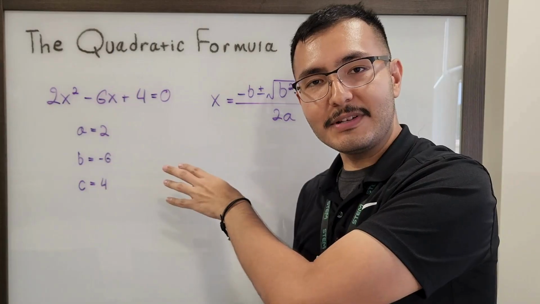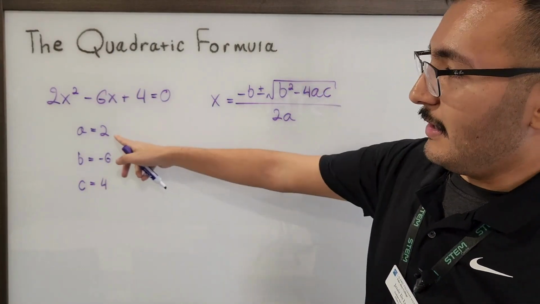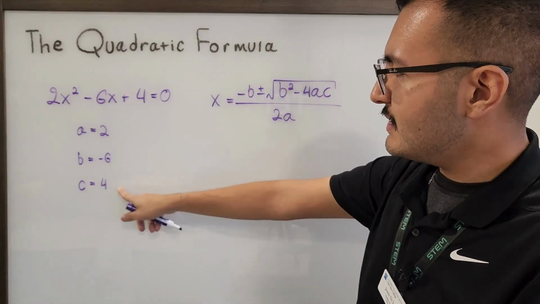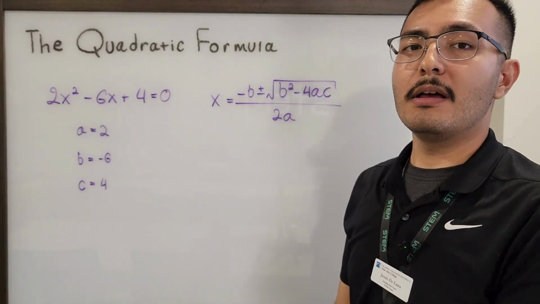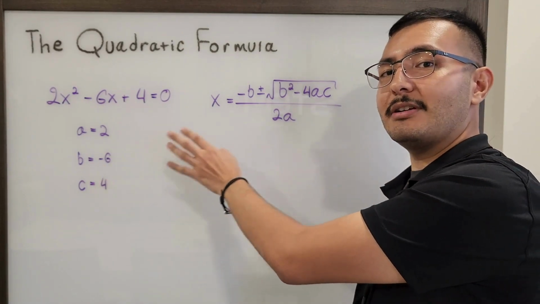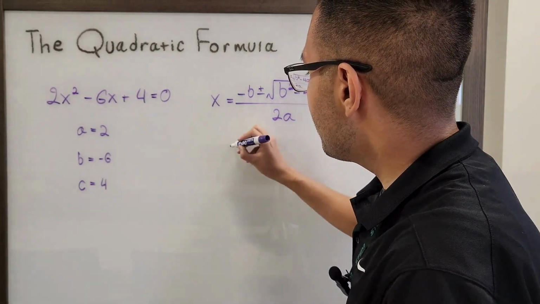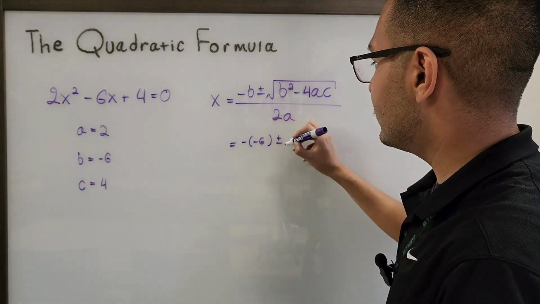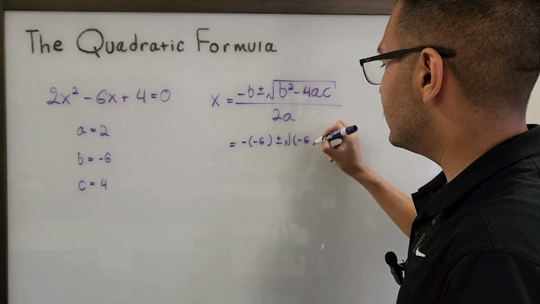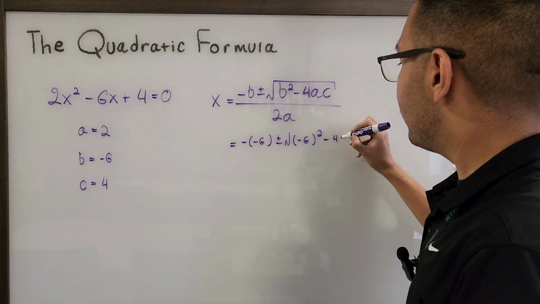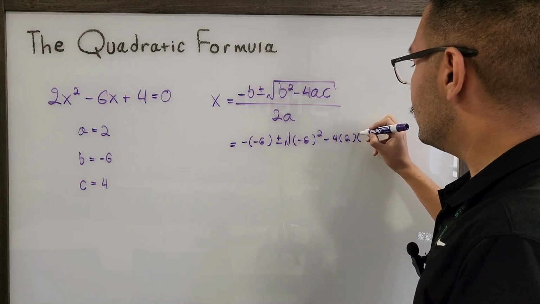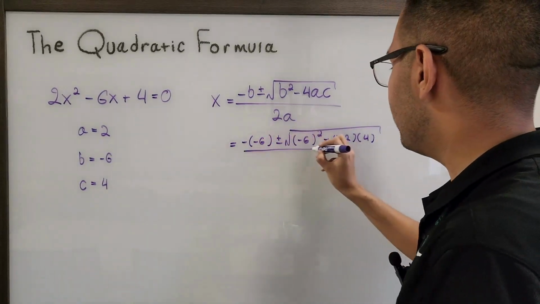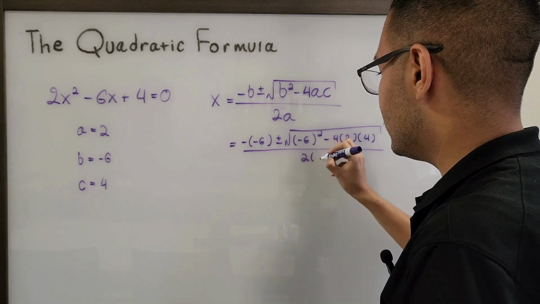Now the first thing I've done is I've identified a, b, and c. A is with the x squared, a is 2. B is with the x term, b is negative 6. C is the constant at the end, so it's 4. So now that you have a, b, and c, you're going to plug them into your formula. So I have negative 6, negative 6 in parentheses squared, minus 4 times 2 times 4. All of that in the square root, and then that whole thing divided by 2 times a, which is 2.